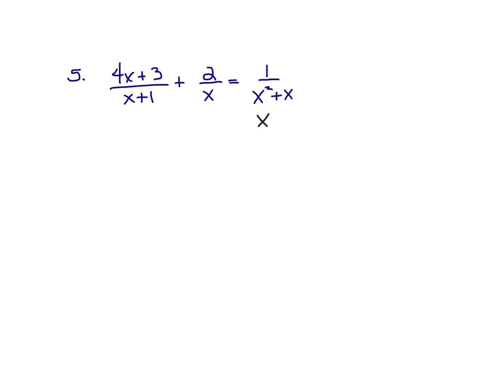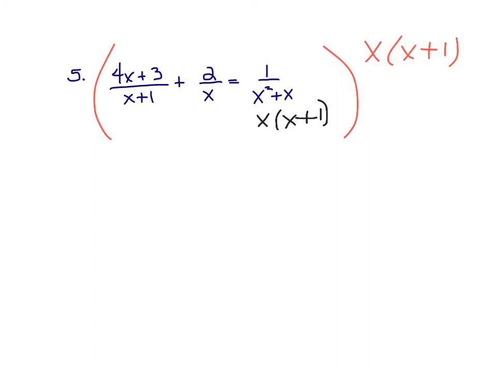So we need to factor the denominator first to figure out what our common denominator is going to be. So when I factor the very last one, that's the only one that needs to be factored, notice I get x times x plus 1. Notice the first two fractions have a piece of that. So right there in that last fraction is my common denominator. So I'm going to multiply my entire equation by the common denominator.